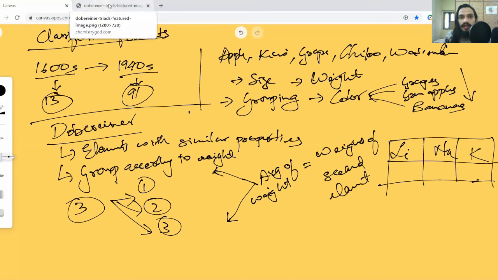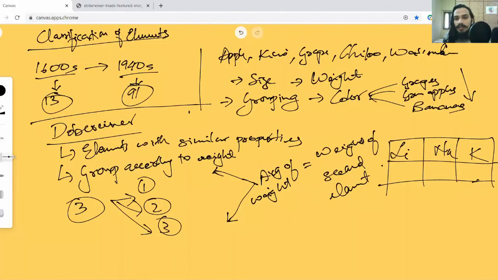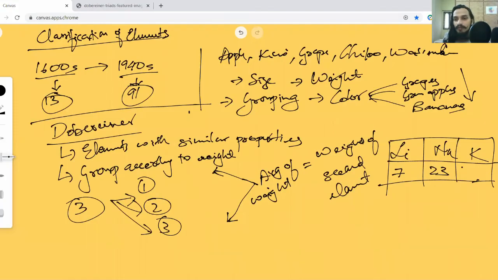Here I have a table. If you can see, lithium, sodium, potassium vertically, and their weights are also written. Over here we have decimal weights, but back then the weights were all round numbers. So lithium's weight was given as about 7, sodium's was 23, and the last one, 39.1, was taken just as 39.